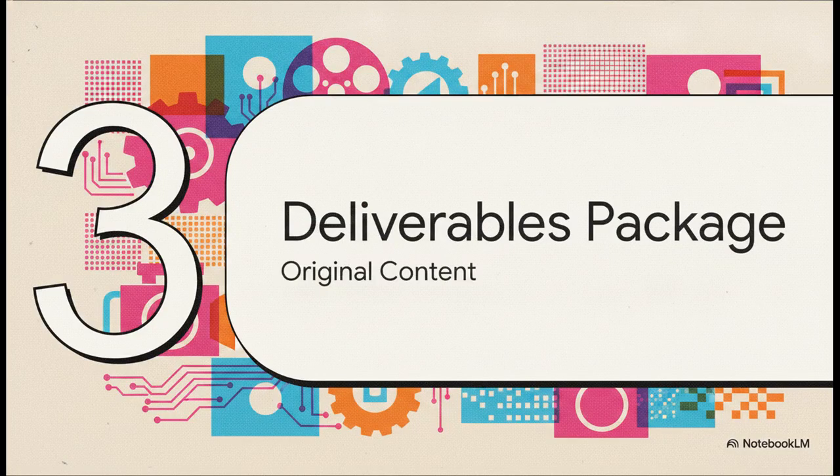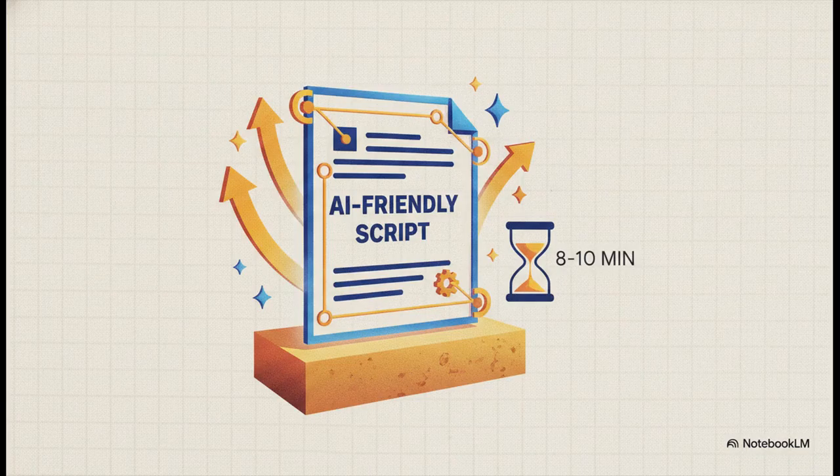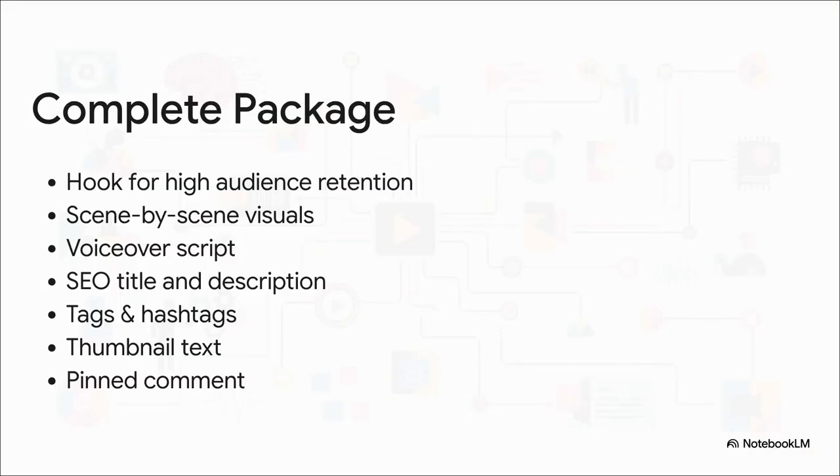Which brings us to phase 3, the deliverables package. All right, so once the AI actually has that proper input, it goes to work. And what it spits out is a 100% original, 8 to 10 minute AI-friendly script. Now, I really want to emphasize the word original here. This isn't just a copy and paste job or a lazy summary of the source material. It's a completely new, structured script explicitly engineered to be friendly for further AI processing. This, right here, is the foundational asset of your entire project, and it's generated instantly just because you followed the proper input protocols.